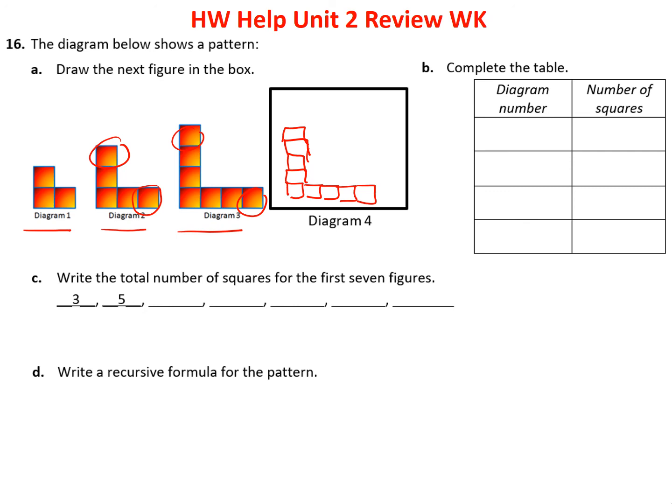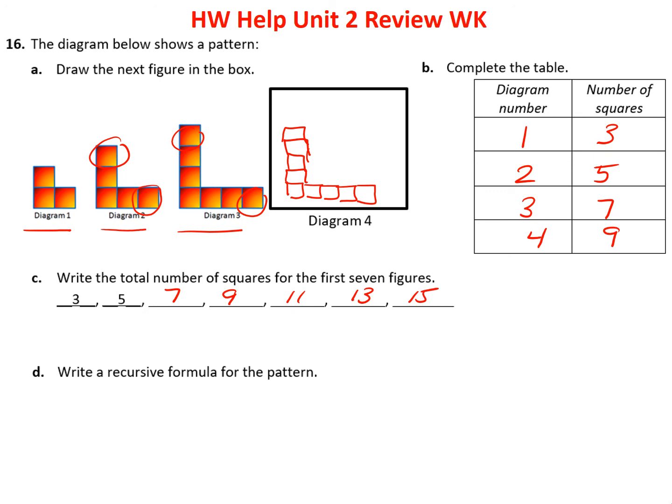When I want to complete the table, notice diagram 1 has 3 boxes. Diagram 2 has 5 boxes. Diagram 3 has 7 boxes. And diagram 4 had 9 boxes. If I write this as a sequence, it went 3, 5, 7, 9. And I should begin to notice, oh, each time I'm adding 2. So my next figures are going to be 11. 11 plus 2 is 13. 13 plus 2 is 15.